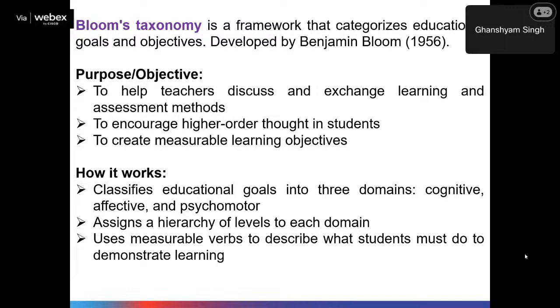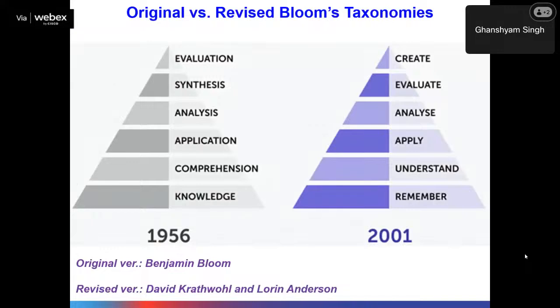How does Bloom's taxonomy actually work in an effective way? We should classify the educational goals into 3 domains: cognitive, affective, and psychomotor. We should assign a hierarchy of levels to each domain. We should use measurable verbs to describe what students must do to demonstrate the learning.